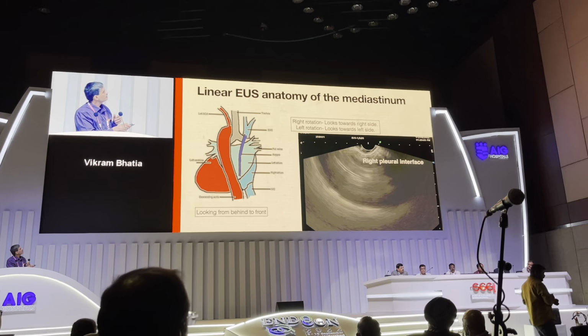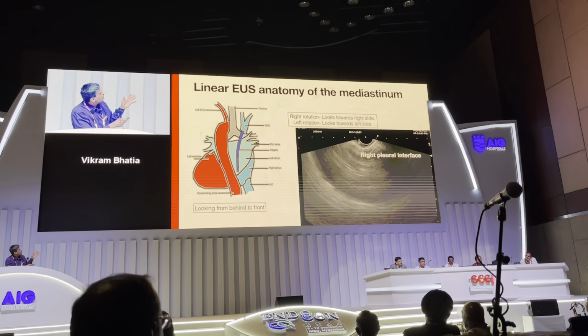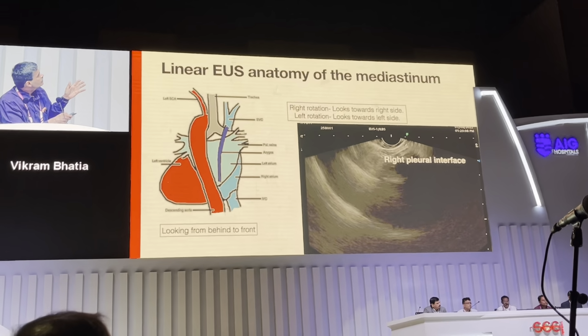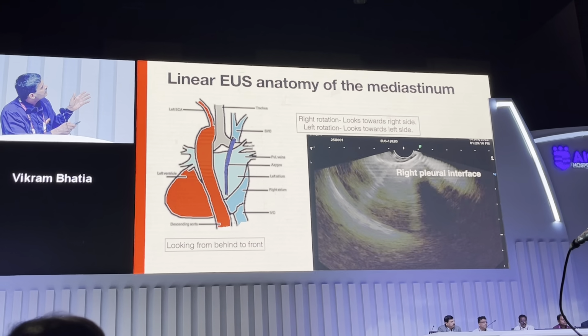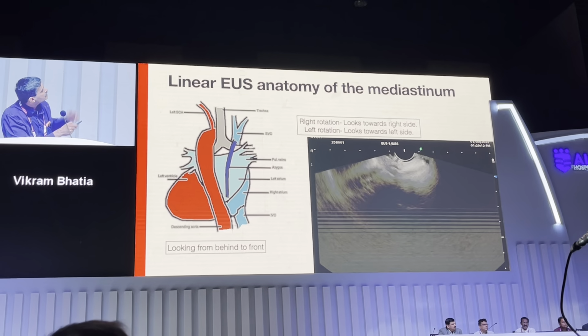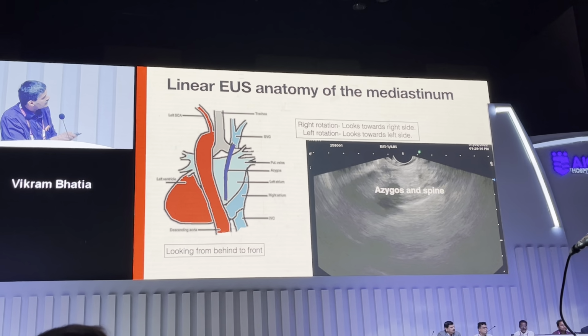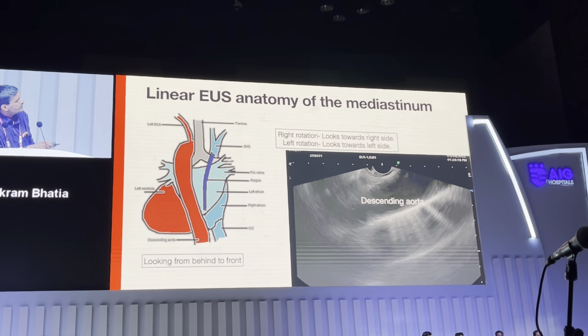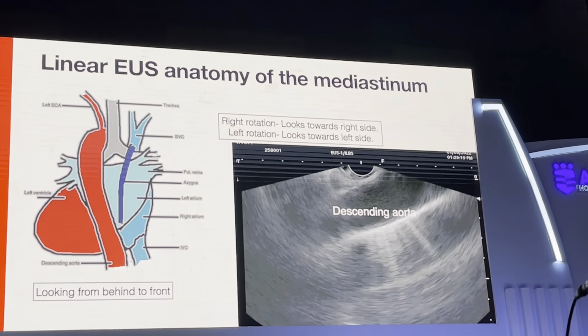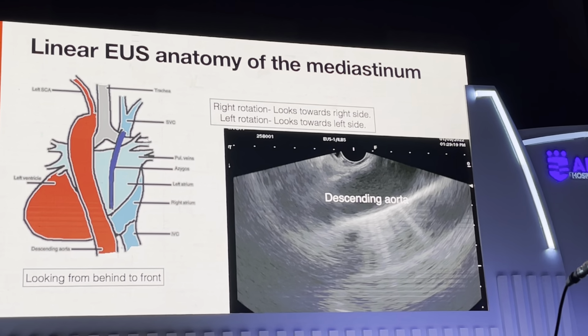to the front. And when you look from behind, this is the anatomy that you see. You can see the left ventricle, the descending aorta, the left atrium, the carina, the azygos, the right atrium, and the cava. Now, if you look at the EUS on the right, it will show you the basic principle, which is 360-degree rotation in the mediastinum from aorta to aorta.